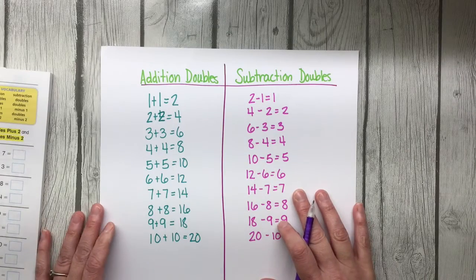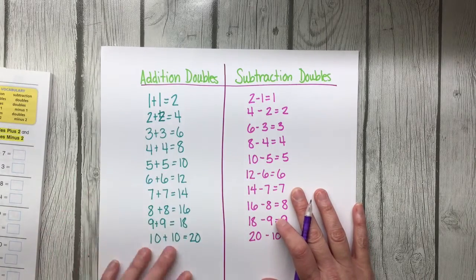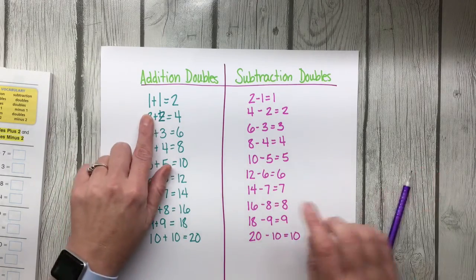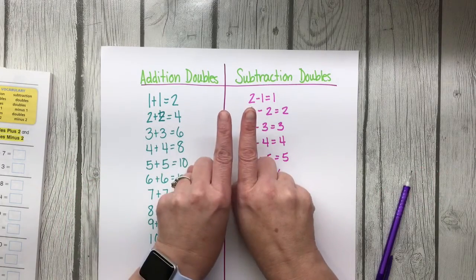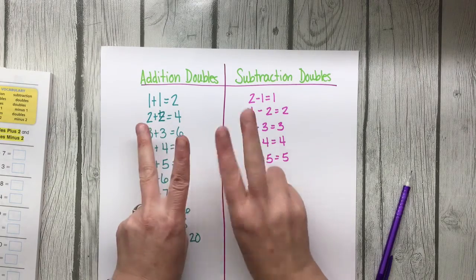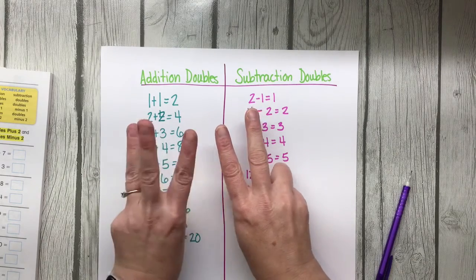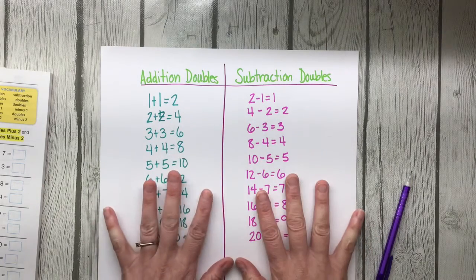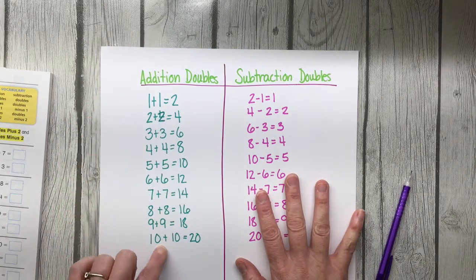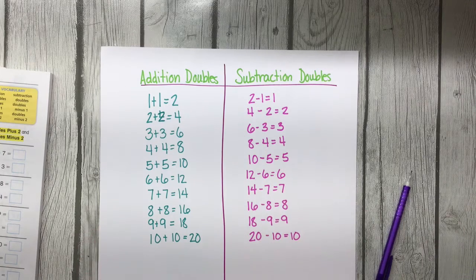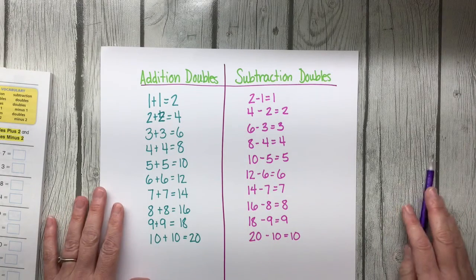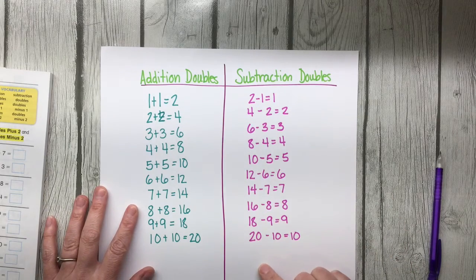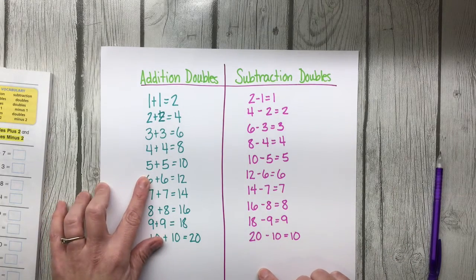The first thing that I want to look at is called addition doubles and subtraction doubles. So addition doubles mean 1 plus 1 equals 2, 2 plus 2 equals 4, 3 plus 3 equals 6. Most of us, for some reason, are able to remember our doubles really well. They just resonate in our brains and we remember them. The funny thing is, subtraction doubles aren't any more challenging than the addition doubles.